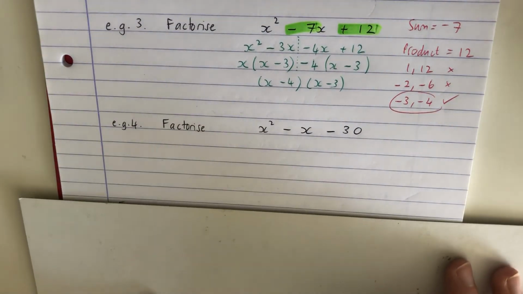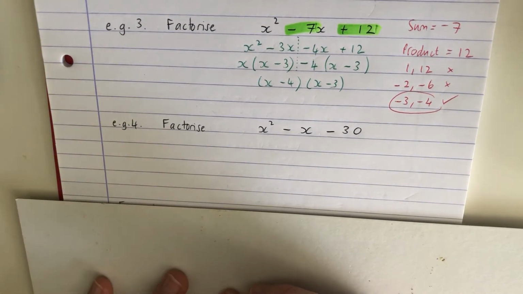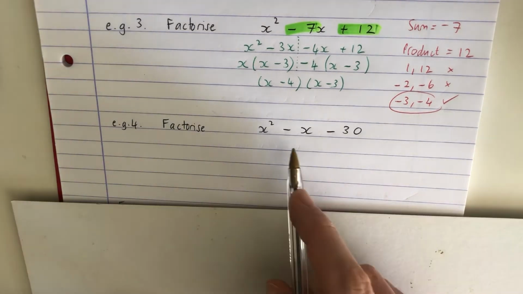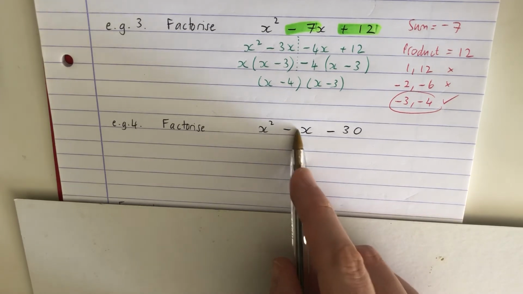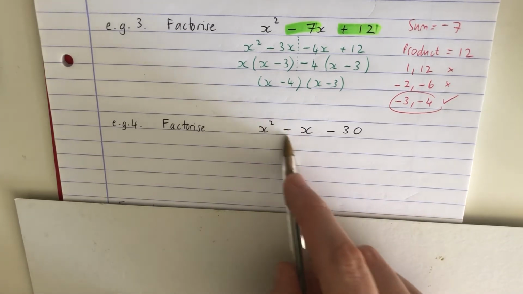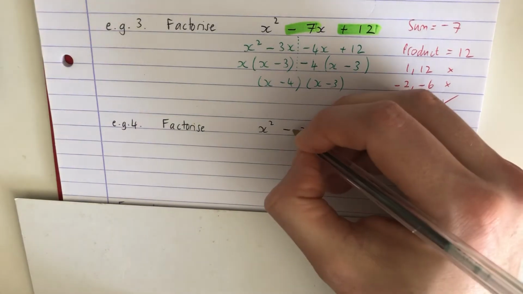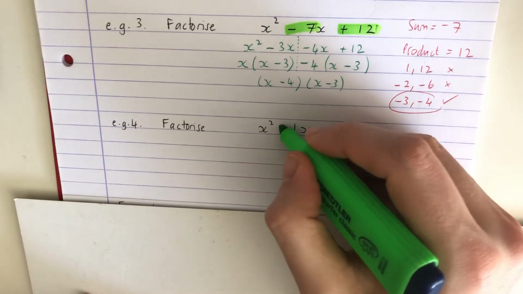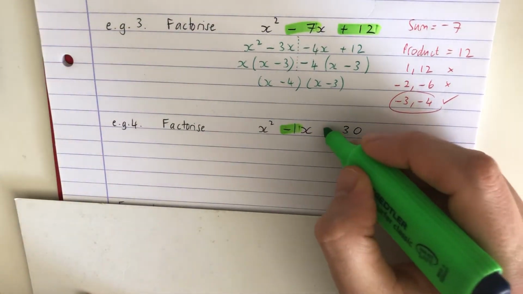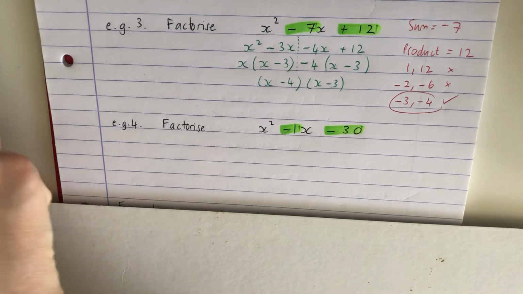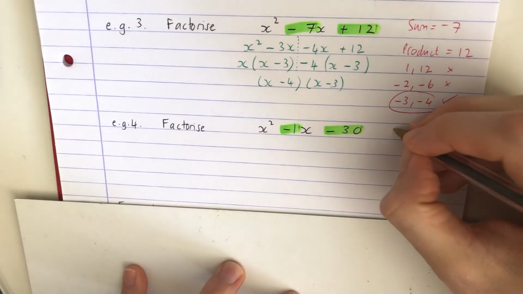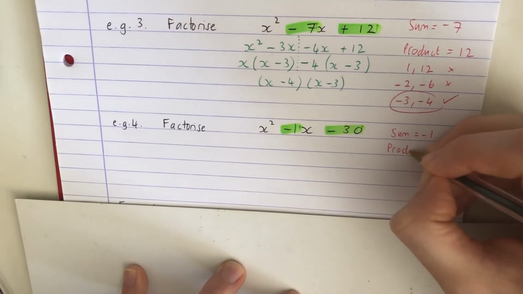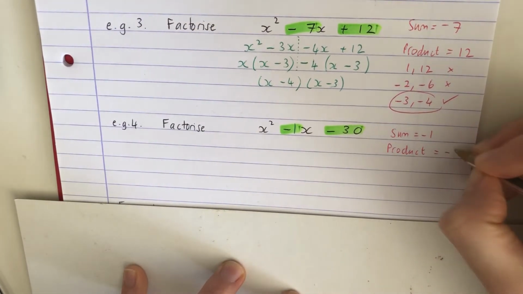So we've got x squared minus x minus 30, and again we're looking for, highlighting, the product and the sum. Problem is there's not an actual number in front of this. Well, you don't have to write it down, but I'm going to for this. That's a -1. So the sum needs to be -1 and the product needs to be -30. So sum is -1, product is -30.